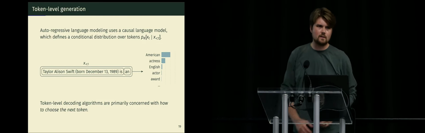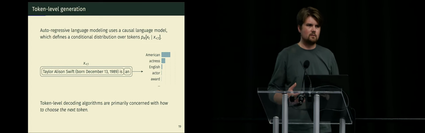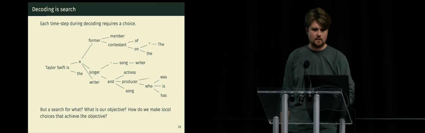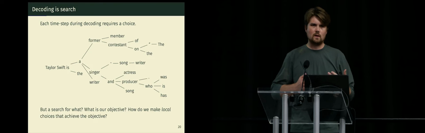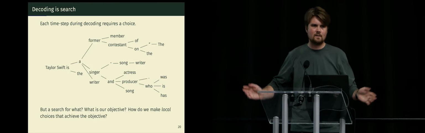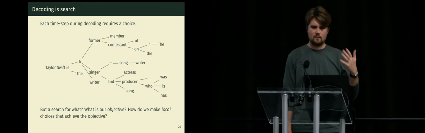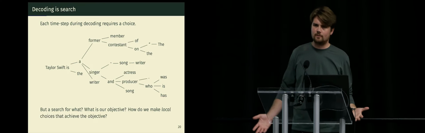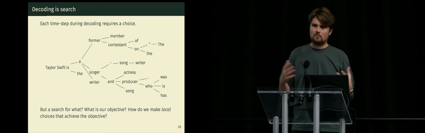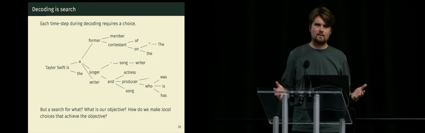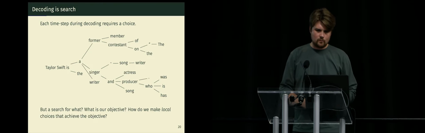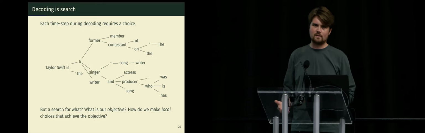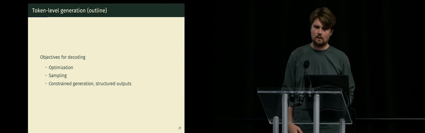So all of the generation algorithms I'll be talking about today are concerned with how you choose the next token. Basically, at each point in this decoding algorithm, you're given a huge set of choices and some guidance from the language model in the form of scores for which path you're going to take. And so this becomes basically a massive search problem, one that's so huge that you can't exhaustively check every sequence. And so we have to come up with some kind of objective. Like, what are we trying to do here? How do we make these choices to get a good generation out of our language model?